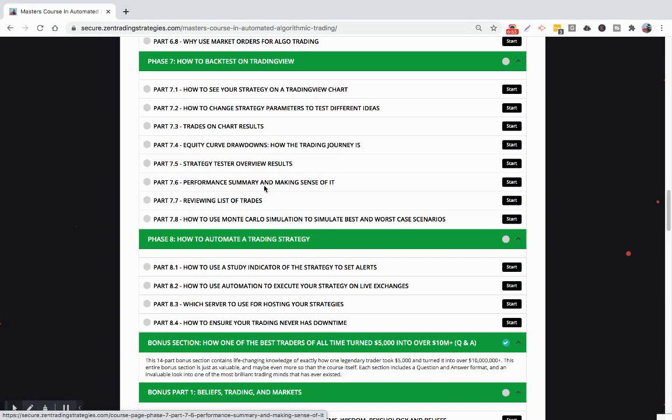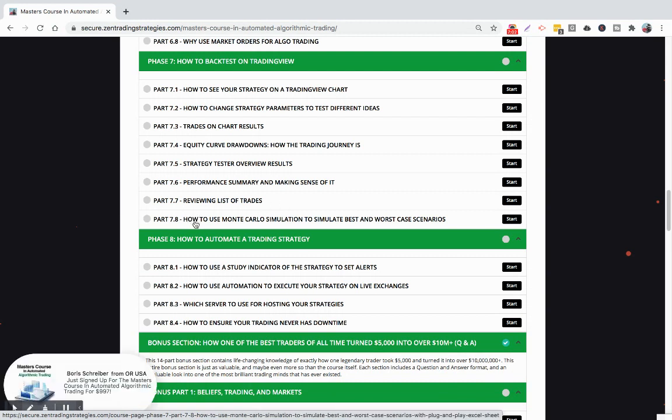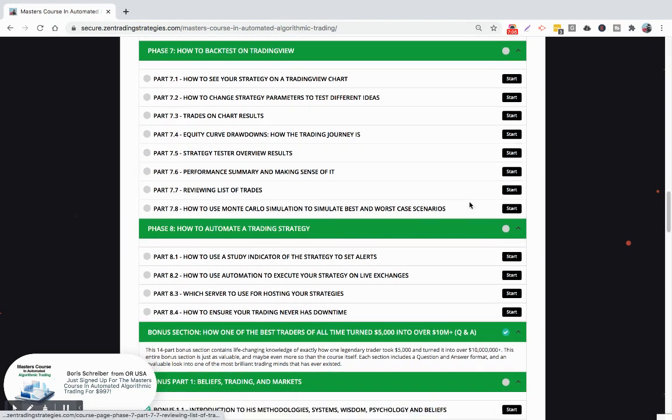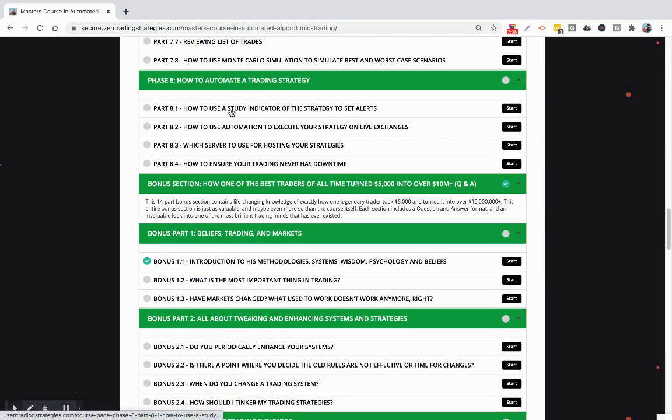You'll learn how to read a performance summary, how to make sense of it. You'll learn how to review your list of trades for potential drawdowns and drawbacks. And you'll learn how to use Monte Carlo simulation to simulate the best and worst case scenarios. And then you'll learn how to automate the strategy once you have a strategy that you like. You'll learn how to use a study indicator of the strategy to set alerts. You'll learn how to use automation to execute your strategy on live exchanges.